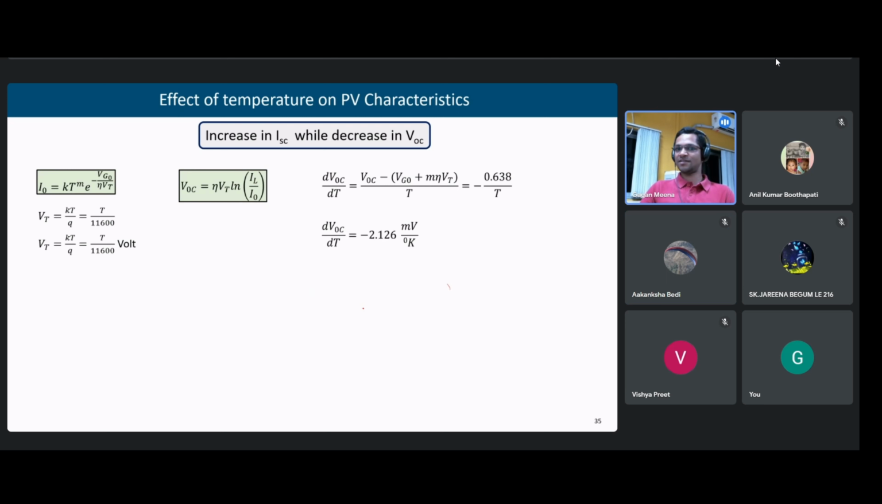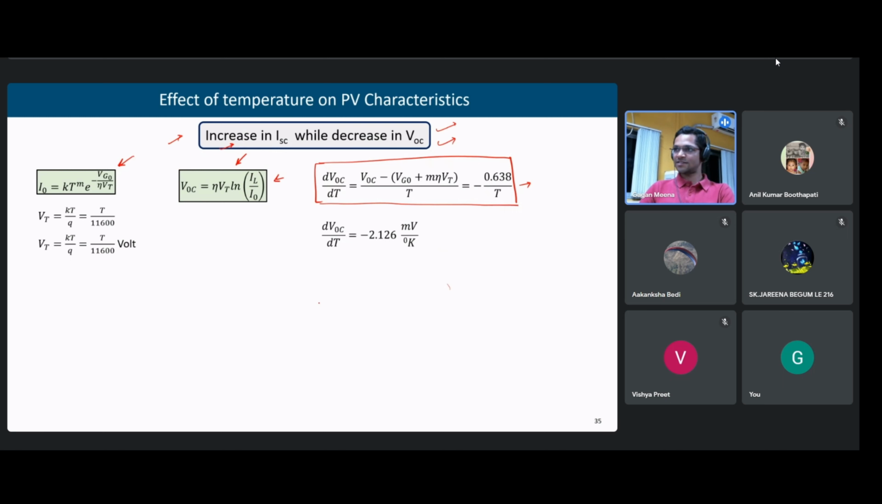Effect of irradiance on PV characteristics, was it clear? Yes, sir. Okay, so let us move to the effect of temperature on PV characteristics. If we use these two equations that we derived in the previous slide, differentiate them and do substitution, we will reach this point. Here we can see that the change in open circuit voltage with respect to temperature is negative. The increase in current is very small, but the decrease in voltage is more, so overall there will be a decrease in power. With increase in temperature, the output power will decrease. Open circuit voltage will decrease, but the short circuit current ISC will only slightly increase.